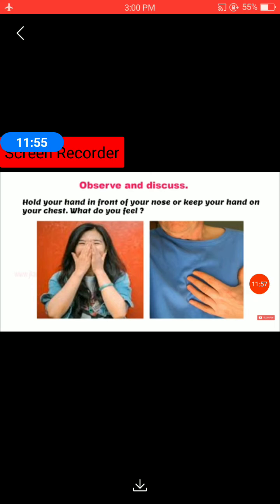Now we have studied how they prepare their food. Now we are going to discuss how living things respire, how they breathe. You can observe this: hold your hand in front of your nose or keep your hand on the chest. What do you feel? If you put your hand on your nose, you can feel the breath. And if you put your hand on the chest, you will feel the chest pumping. You can feel this at home.